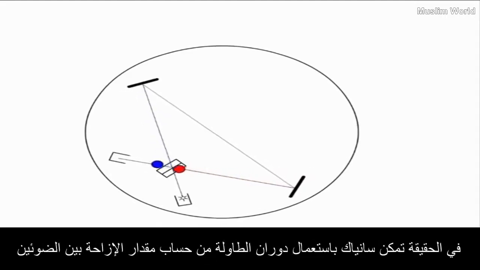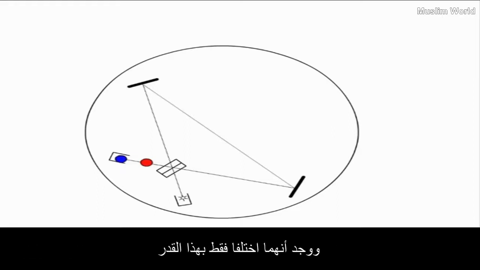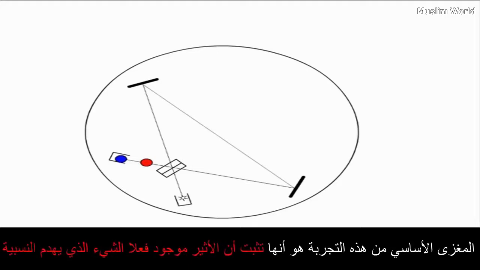In fact, Sagnac, using the speed of the rotation of the table, calculated how much the fringes should change, and found that they did change by just that amount. The crucial feature of this experiment is that it demonstrates that the ether does exist, which demolishes relativity.